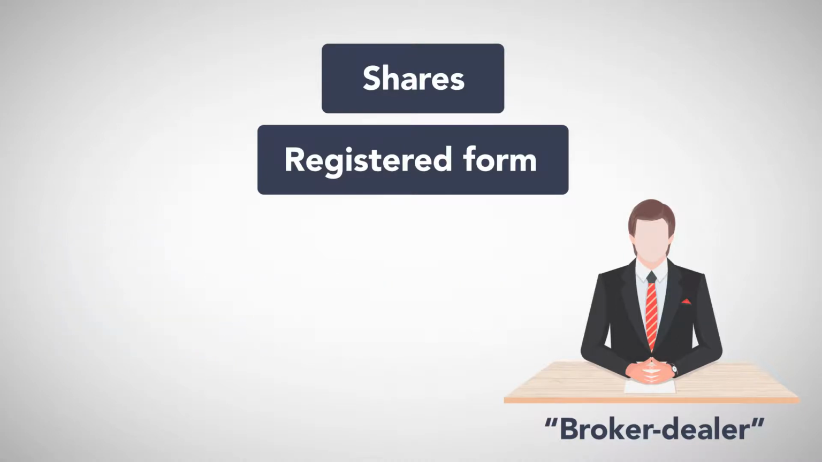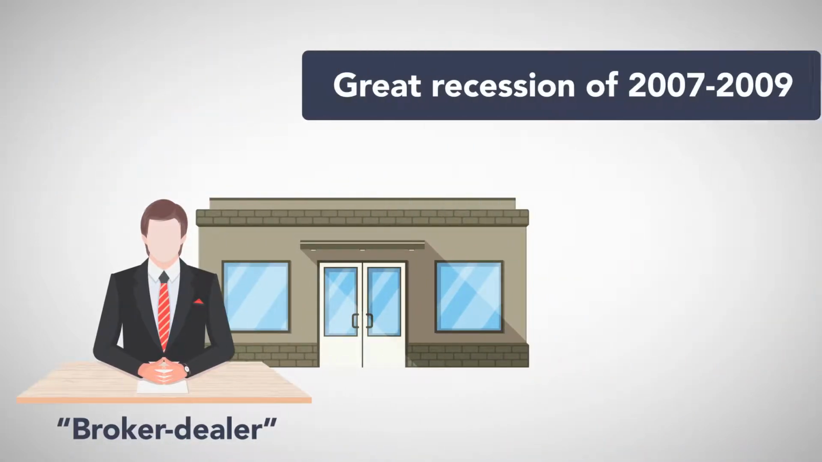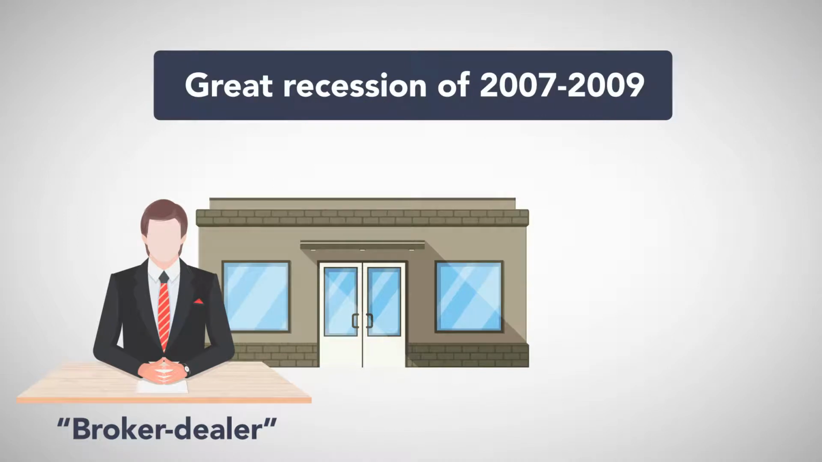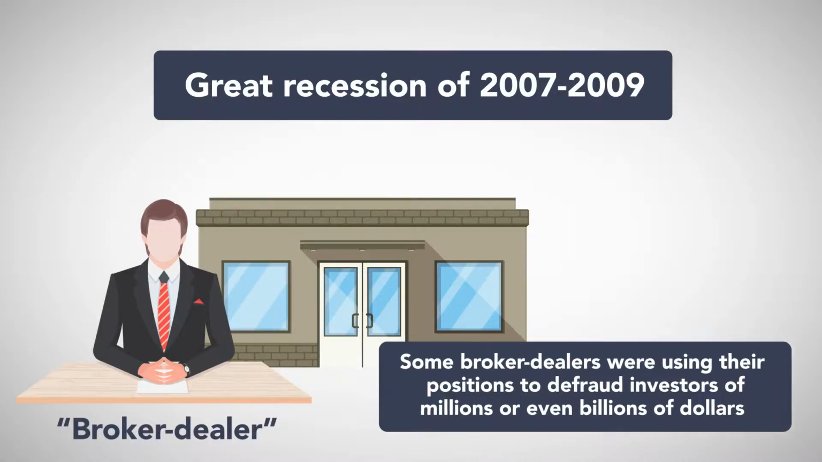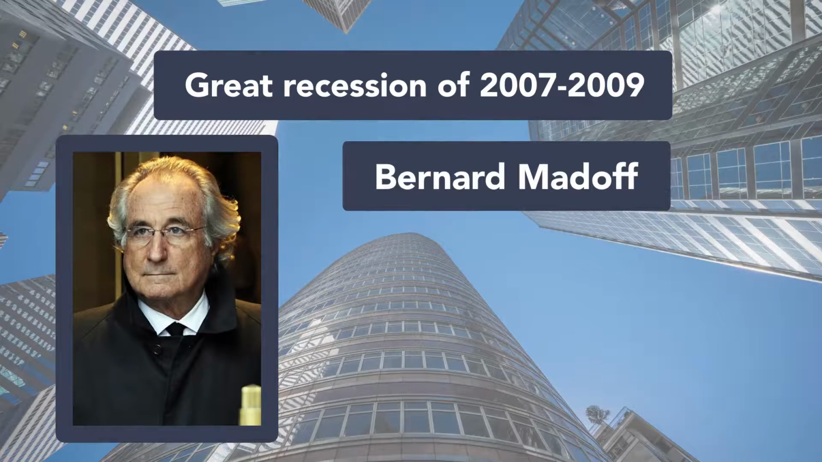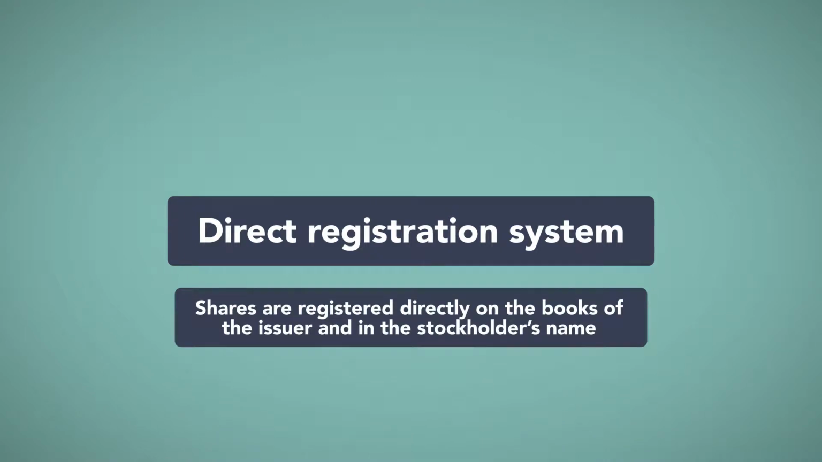However, some broker-dealers operate their own brokerage firms rather than working for a larger firm. During the Great Recession of 2007 to 2009, it was discovered that some broker-dealers were using their positions to defraud investors of millions or even billions of dollars, Bernard Madoff being the most infamous example. This prevalence of securities fraud resulted in a massive overhaul of the regulation of broker-dealers, which we'll discuss a bit later. Let's first discuss the direct registration system, through which shares are registered directly on the books of the issuer and in the stockholder's name.